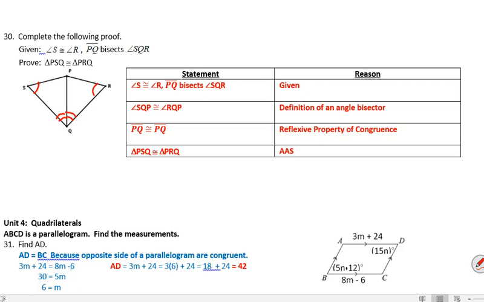And so our second statement was that SQP is congruent to RQP by the definition of an angle bisector. And then we have this common side to both triangles. That's PQ is congruent to PQ. That's the reflexive property of congruence. Then notice the reason these two triangles are congruent is, again, angle, angle, side.